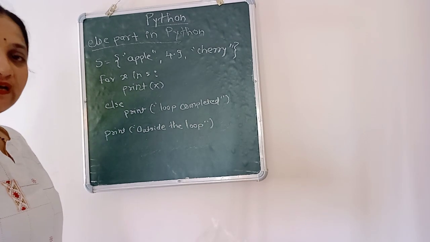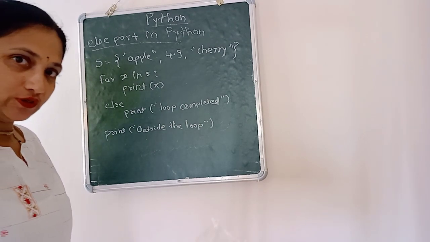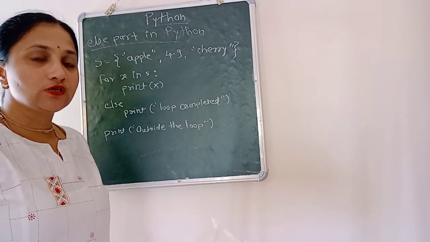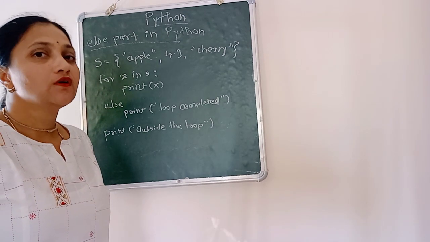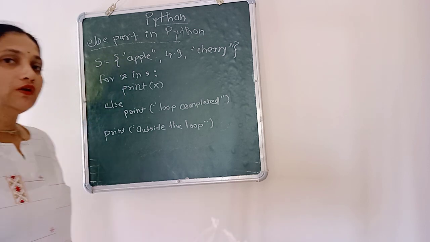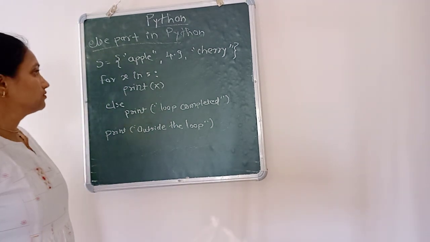Today we'll be seeing the else part in for loop in Python. Normally while writing programs we use else along with if, but in Python we can use else along with for loop also. Let us see how we can use it.